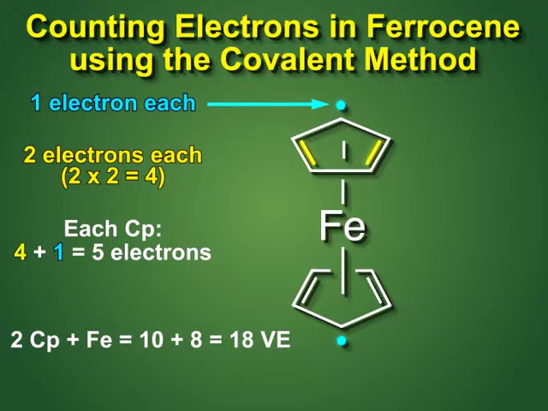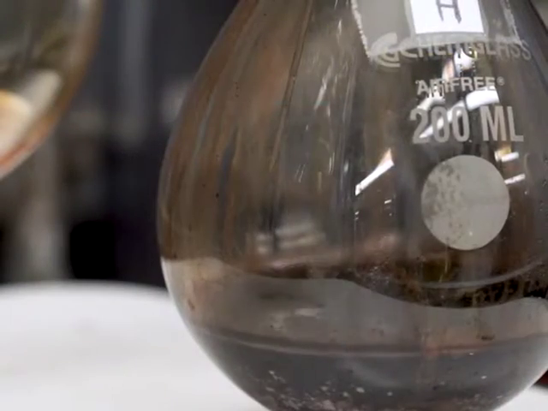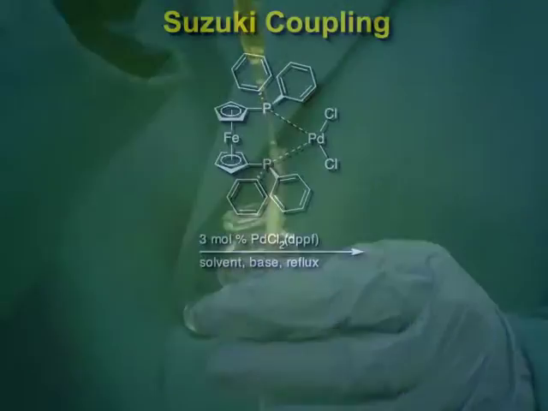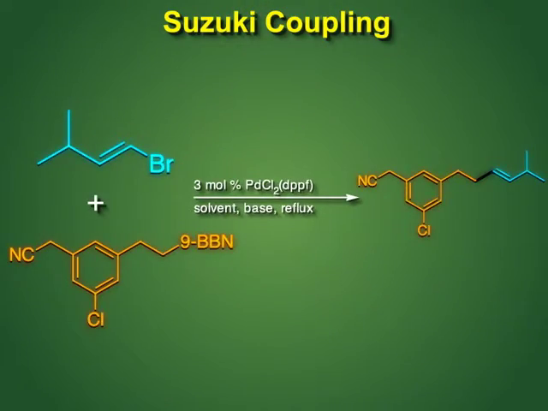This video will illustrate the 18-electron rule to predict the structure of organometallic complexes, the synthesis of ferrocene, its spectroscopic and electrochemical analysis, and some of its applications.